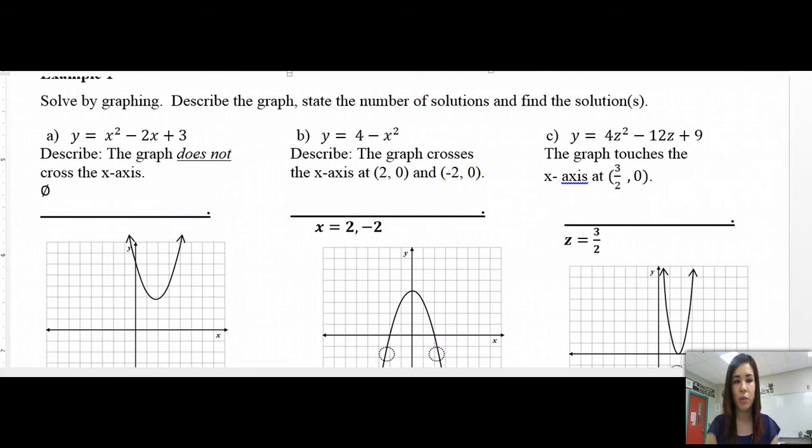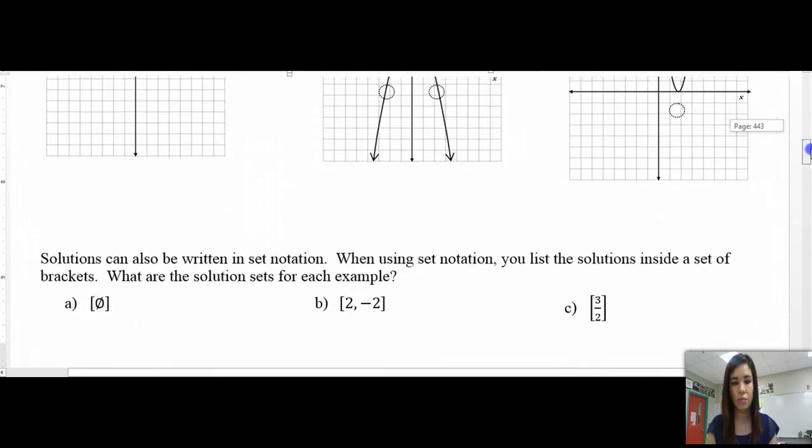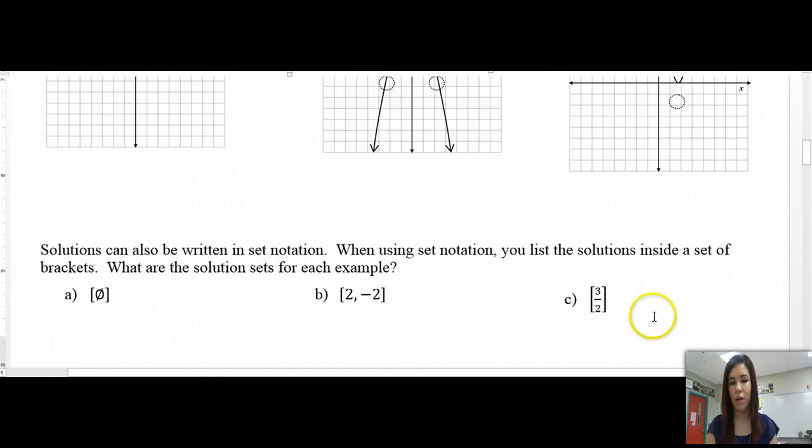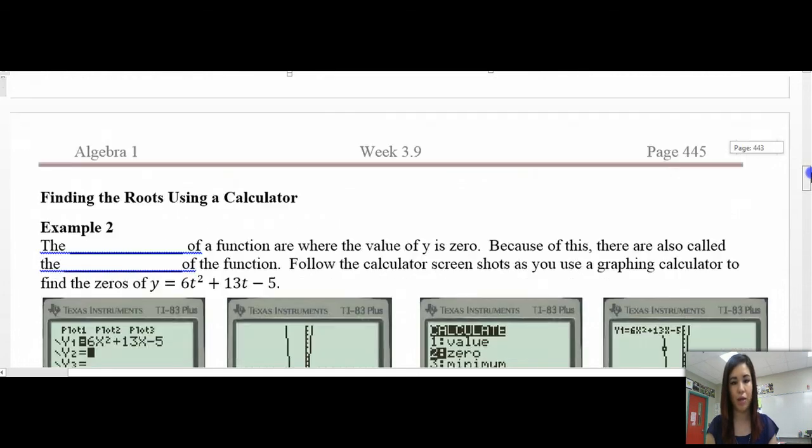So if you notice, we can have either no solution, 2 solutions, or 1 solution. If it touches just one time on the x-axis, that's 1 solution. If it crosses completely, then you'll have 2 solutions. And if it doesn't touch at all, then you'll have no solutions. Okay, so that's how we write it down here, like I had told you, with the brackets.